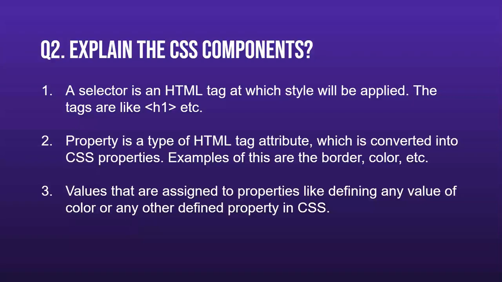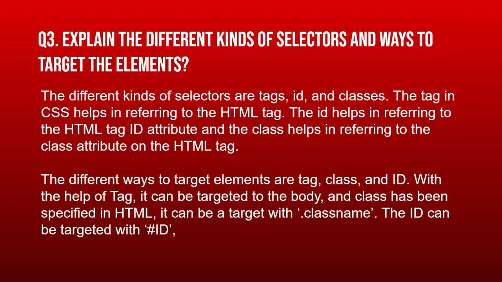The third one, explain the different kinds of selector and ways to target the elements. So the different kinds of selector are tags, ID and classes. The tag in CSS helps in referring to the HTML tag. The ID helps in referring to the HTML tag ID attribute, and the class helps in referring to the class attribute on the HTML tag. So you can say this when the interviewer asks the different kinds of selector and ways to target elements. In the last portion you can say the different ways to target elements are tag, class and ID.